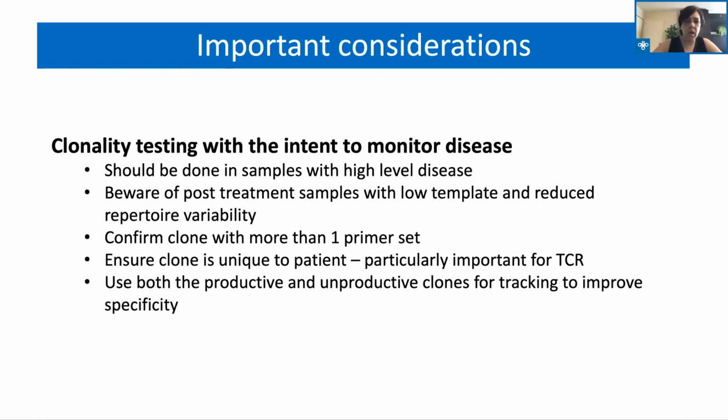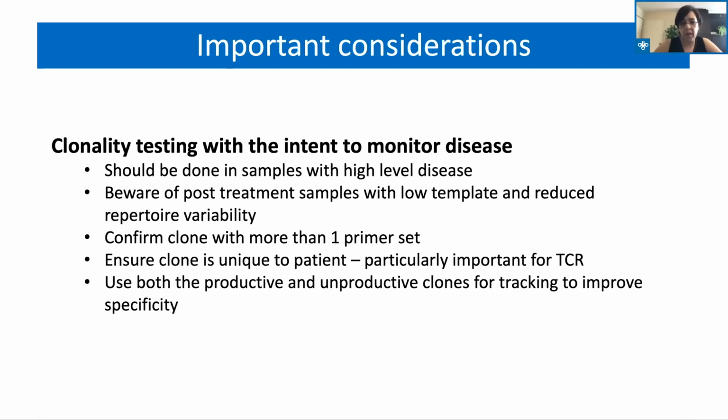And if you have to do the testing on a patient that has already been treated, it's important to confirm the clone with more than one primer set to ensure that the clone is stable throughout the different primers. But it's also important to ensure that the clone is unique to the patient, and this is particularly important for T-cell receptors. For T-cell receptors, for example, we like to use both the productive and the unproductive clones, and for diseases in general, because it gives you higher specificity when you're tracking.